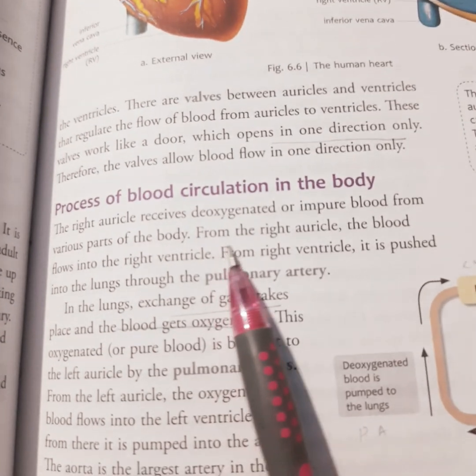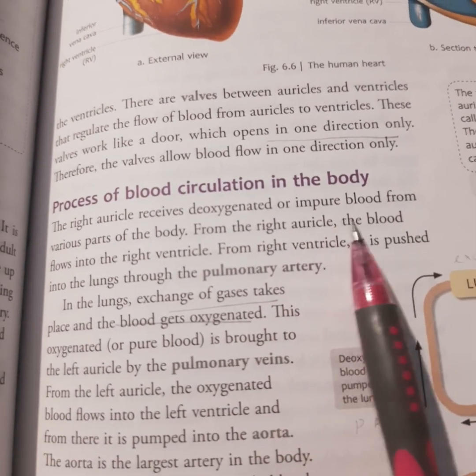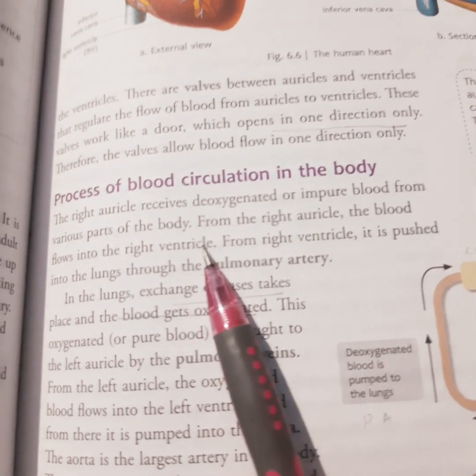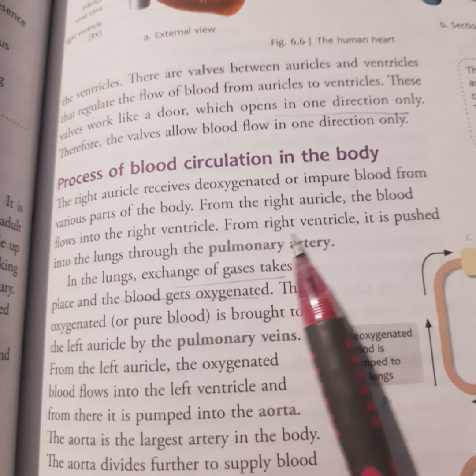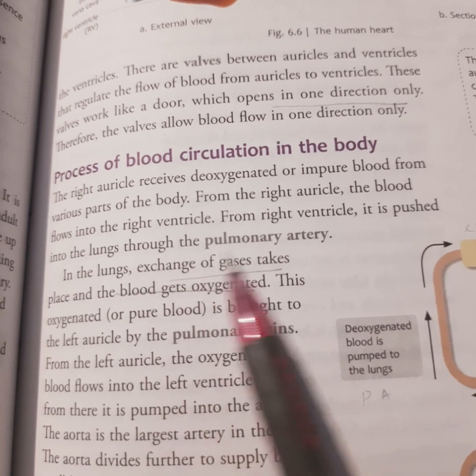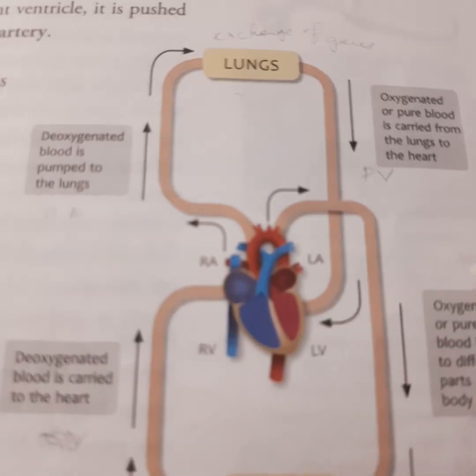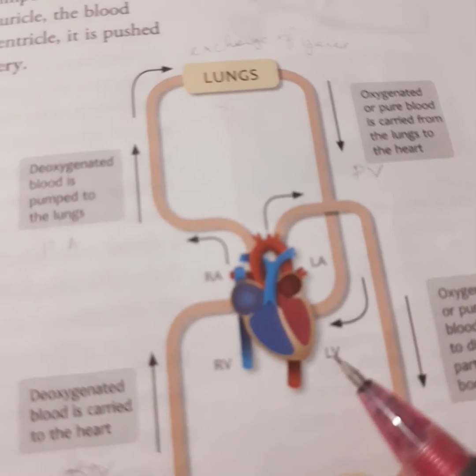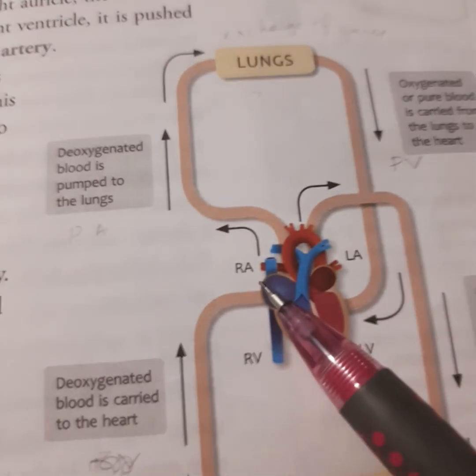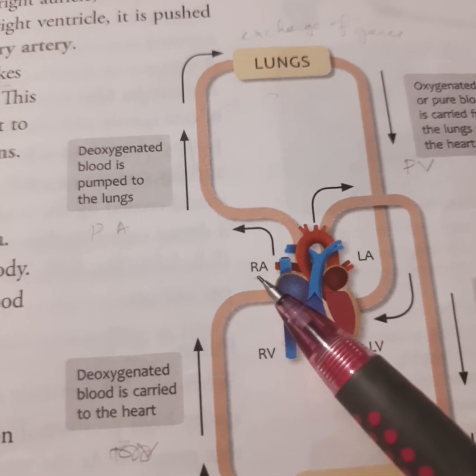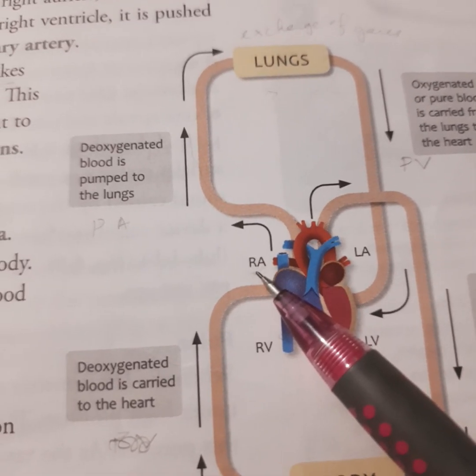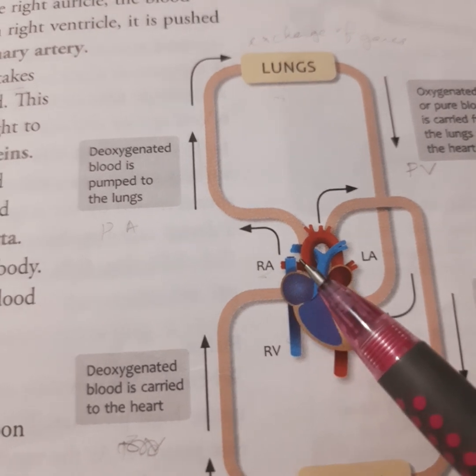Then see the process of blood circulation in the body. The right auricle receives deoxygenated or impure blood from the various parts of the body. From the right auricle, the blood flows into the right ventricle, and from the right ventricle it is pushed into the lungs through the pulmonary artery. See in the diagram. So this is the heart, and this is the right auricle, RA. The right auricle receives deoxygenated blood from various parts of the body.